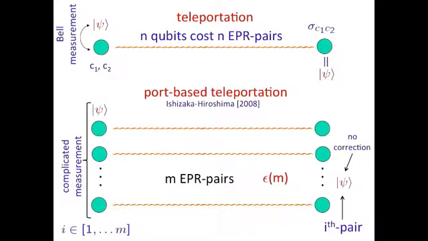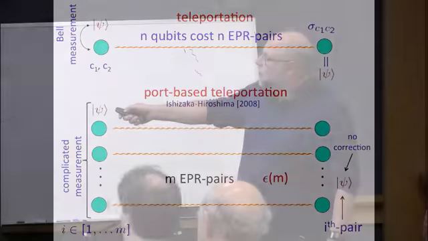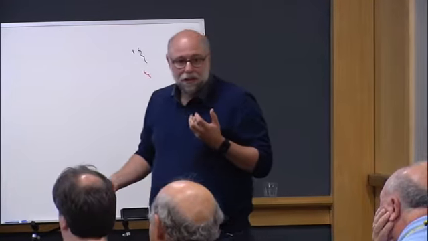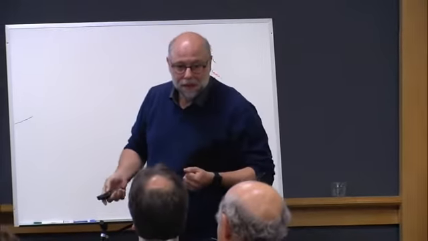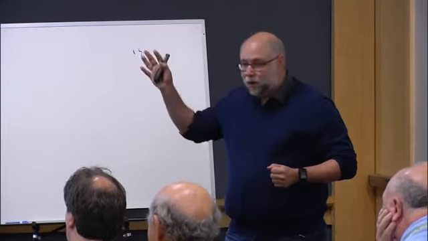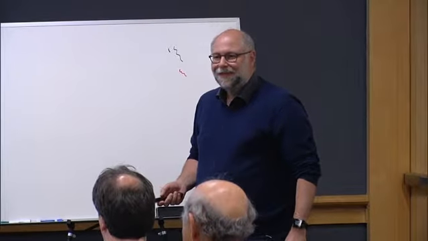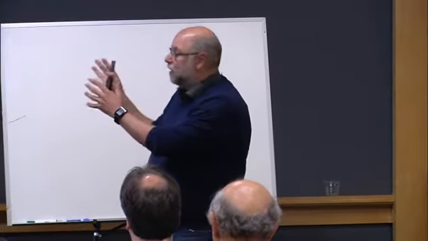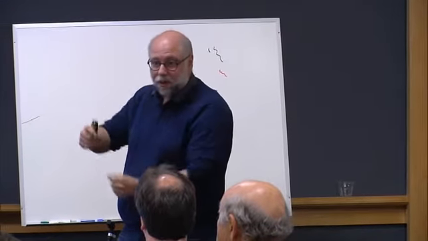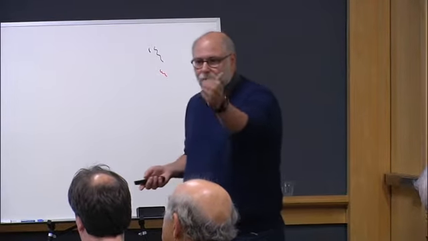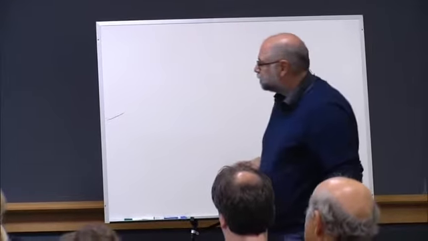So let's compare. If I want to teleport an n qubit state to the other side, it will cost me n EPR pairs and 2n classical bits. Now if I want to do that with port-based teleportation, it will require 2 to the n EPR pairs. And how complicated is the measurement? Can we do it? That's one of my questions. So I think it would be very interesting to have an experiment doing a small port-based teleportation scheme. But we can talk about how complicated it is.